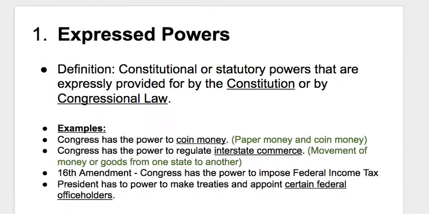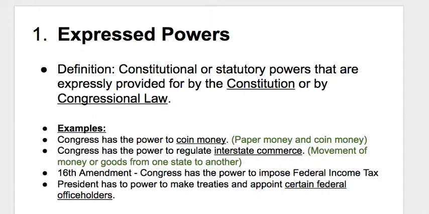Also, the 16th Amendment says that Congress has the power to impose a federal income tax, which, if you have a job, we're all subject to. Also, the President has the power to make treaties and appoint certain federal offices. Once again, that is in the Constitution, and if you look in the articles, it talks about that under the powers of the President, in Article 2, Section 2, Clause 2.